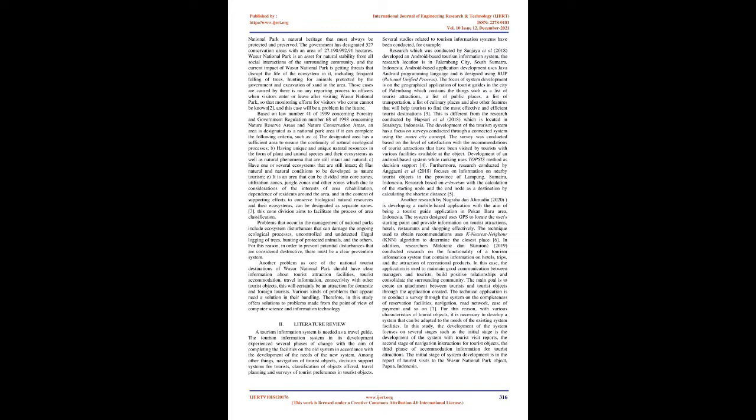Wasur National Park is one of the tourism objects in the form of a national park located in Papua Province, Merauke Regency. Various variations of the existing population form diversity and make the ecosystem in Wasur National Park a natural heritage that must always be protected and preserved. The government has designated 527 conservation areas with an area of 27,190,992.91 hectares. Wasur National Park is an asset for natural stability from all social interactions of the surrounding community, and currently Wasur National Park is getting threats that disrupt the life of the ecosystem in it, including frequent felling of trees, hunting for animals protected by the government, and excavation of sand in the area.